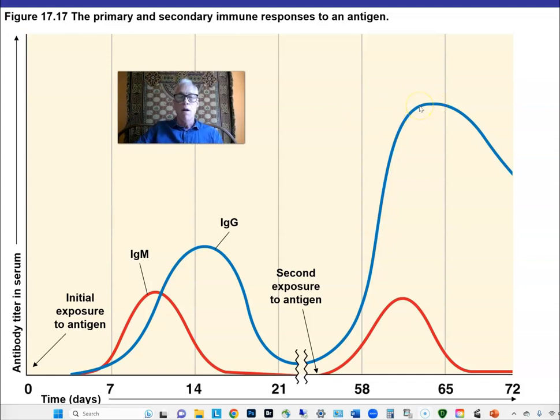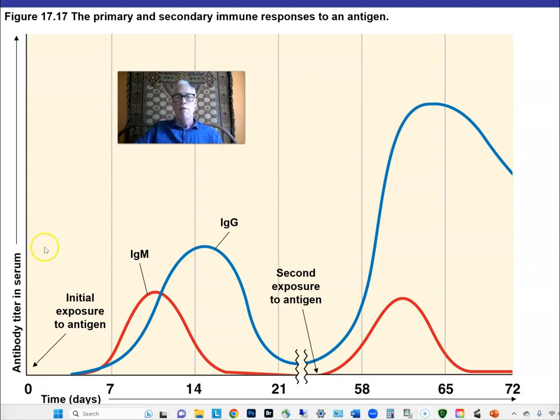This is the power of memory, immunological memory. It's not some ethereal thing like when you remember something that happened in the past. It's physical cells, B cells, T helper cells, and cytotoxic T cells that have remained behind from a previous exposure to an antigen, and they are ready to rock.